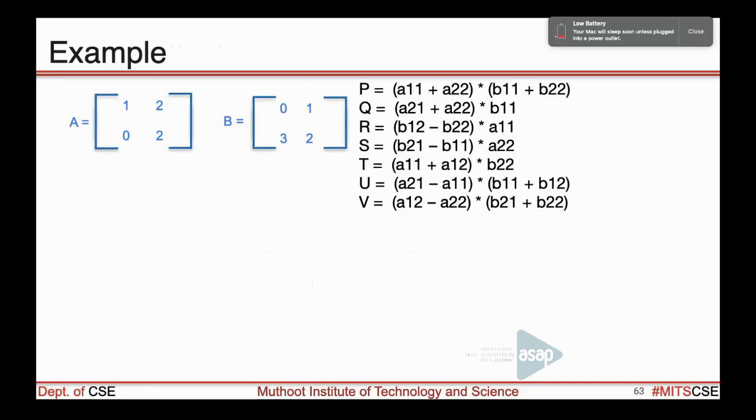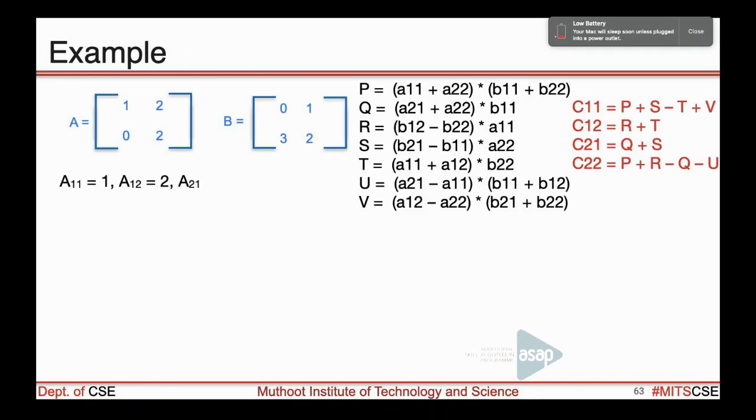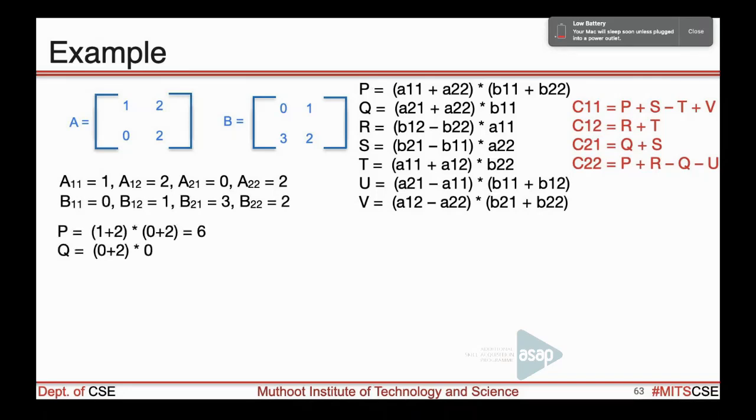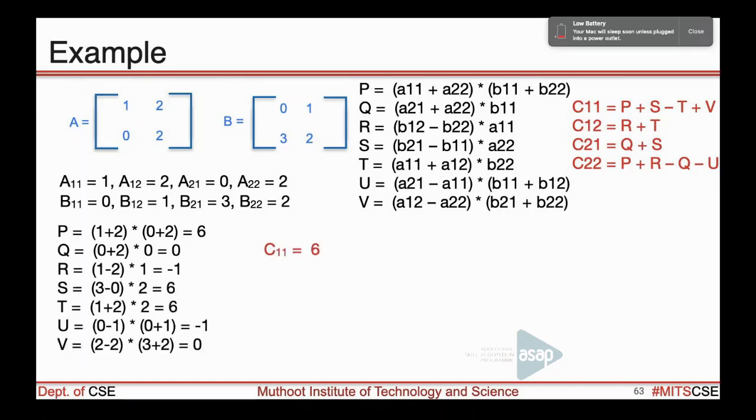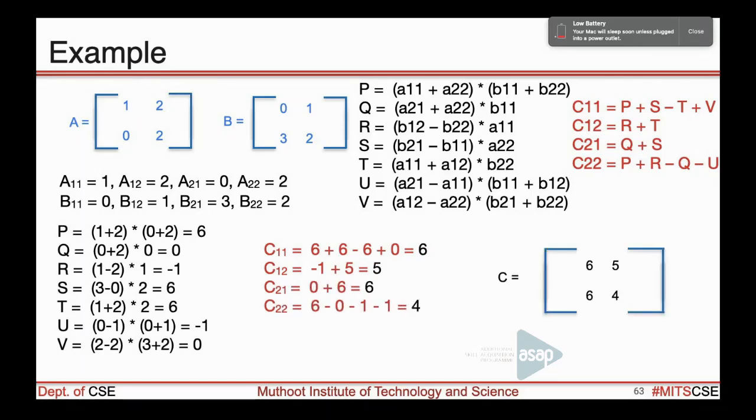We can see an example over here. We write out A11, A12, B11, B12, and so on. You find P, Q, R, S, T, U and V, and you find C11, C12, C21 and C22 directly from the formulas, and you get the final answer. So that's about Strassen's multiplication.